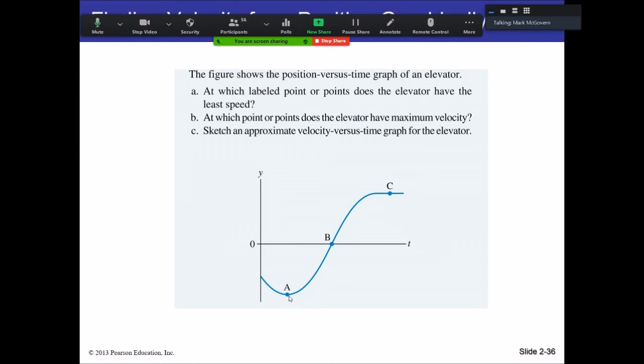And then we start to speed up from point A, right? We're going a little faster, until we get to B. We're going the fastest through B. Once we pass B, we start to slow down a bit, and at some point before we hit C, we've come to a stop. That's what's happening in this motion here. All right, this is an elevator, apparently. At which labeled point or points does the elevator have the least speed? Well, A and C, if you say 0, right? At what point or points does the elevator have the maximum velocity? That's B, because at B is the steepest slope.